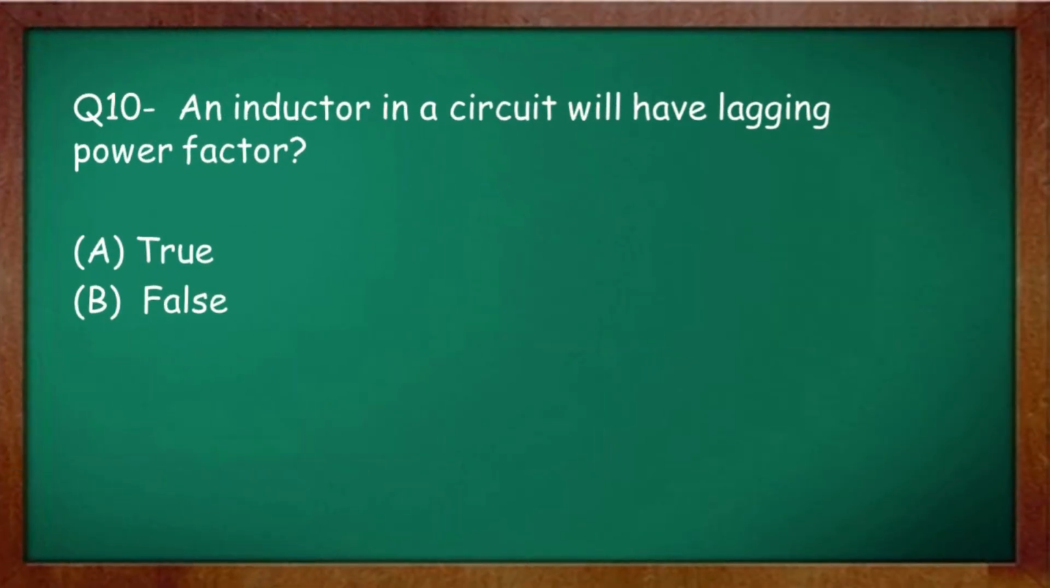Question 10. An inductor in a circuit will have lagging power factor. Option A true or option B false. Here there is a tricky question. An inductor can also be operated in a DC circuit. If it is operated in a DC circuit, then the inductor will be short circuited. So there will be no power factor. Power factor will be 0. Here the right option for question number 10, an inductor in a circuit will have lagging power factor, is option B, false.